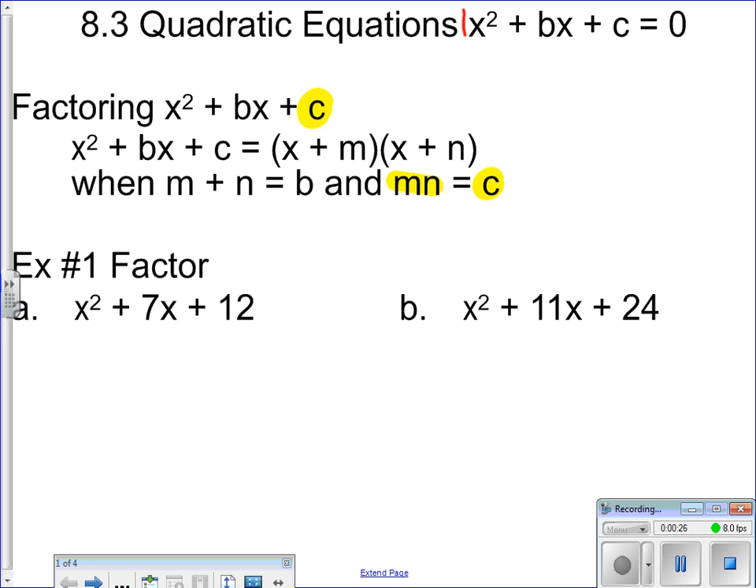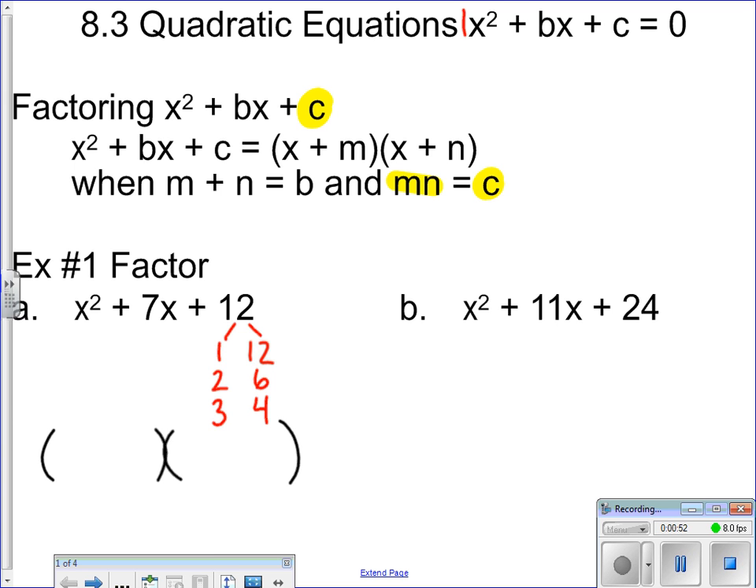So in the example number 1, we take 12 and we try to figure out what ways can we multiply and get 12. The ways that you can get 12 are 1 and 12, 2 and 6, 3 and 4. Okay? Now, before I factor this, I'm going to have two parentheses.